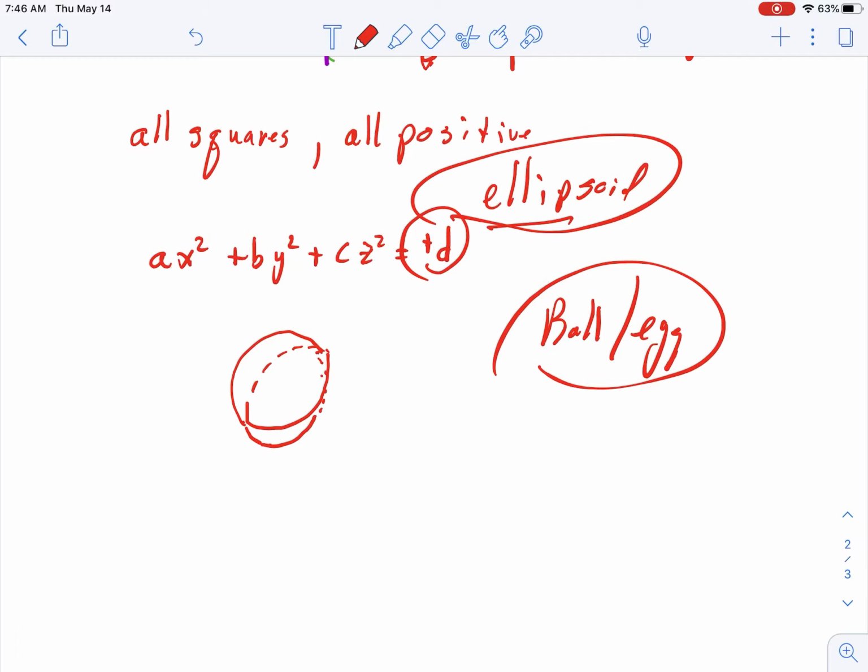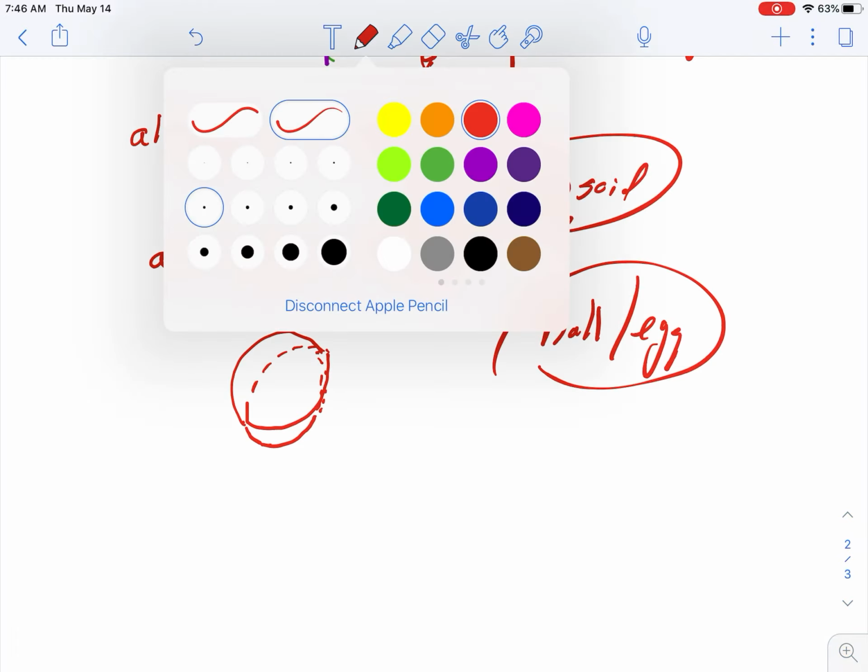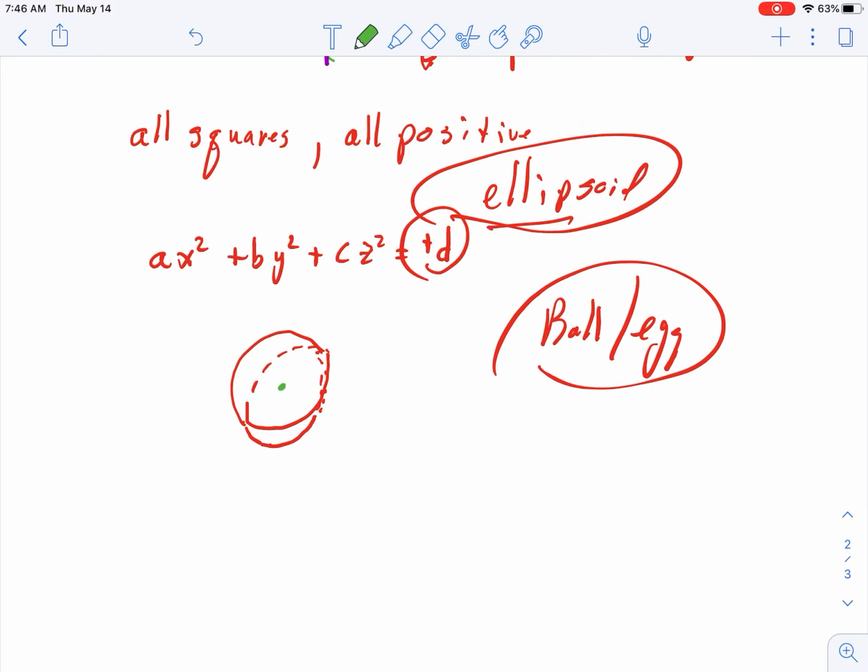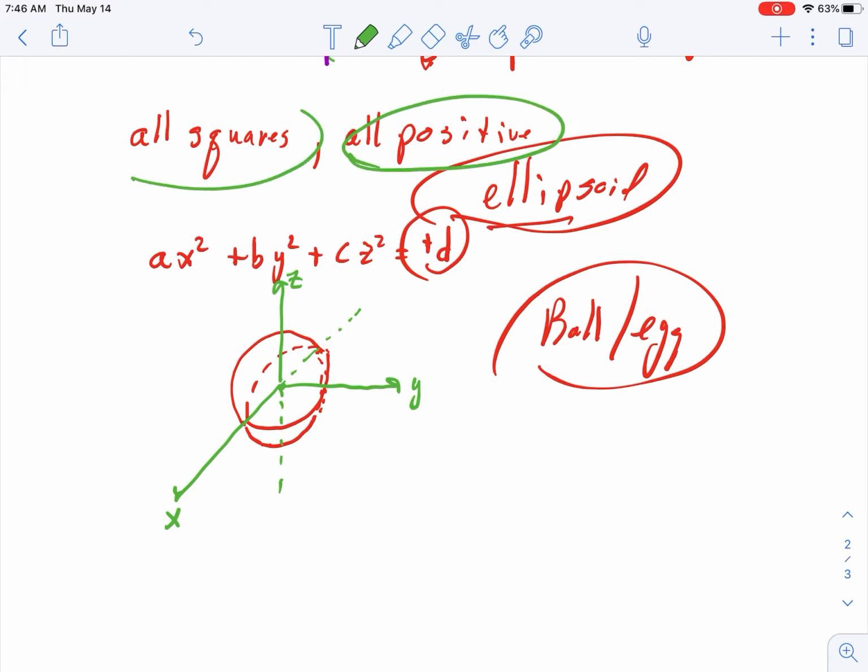There's my bottom side of my egg. And there's my egg. So then once I have my egg drawn, or my ball, come in, put my axis in. And this is, depending on which one is which, I can just make this X, Y, and Z, or change it up according to what my numbers are. Okay. All right, so what's the next thing here?